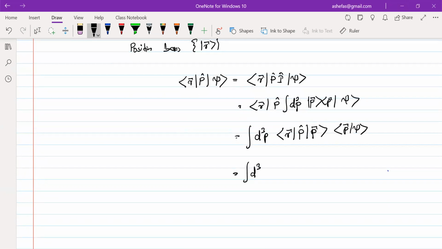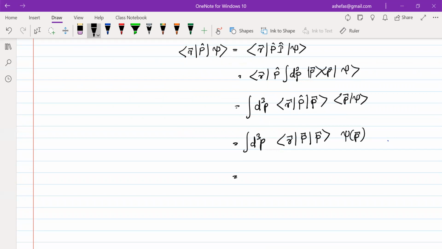That can be written as integral d³p. The momentum operator acting on the momentum eigenvector gives the momentum eigenvalue times the momentum eigenvector. Then the inner product <p|psi> is nothing but the wave function in the momentum basis, which can be written as psi of p. Okay. Now this can be written as integral d³p. This is a momentum eigenvalue what we have written here in the middle. So this can be taken outside from that inner product. Then we'll have the inner product <r|p>, then psi of p.